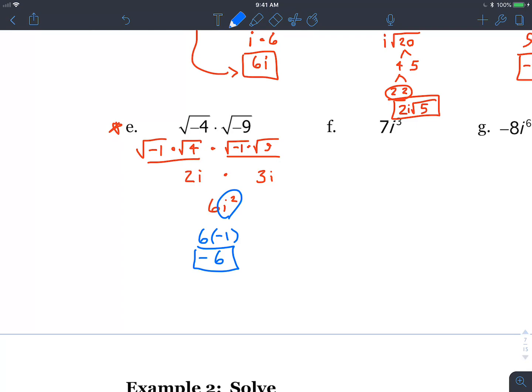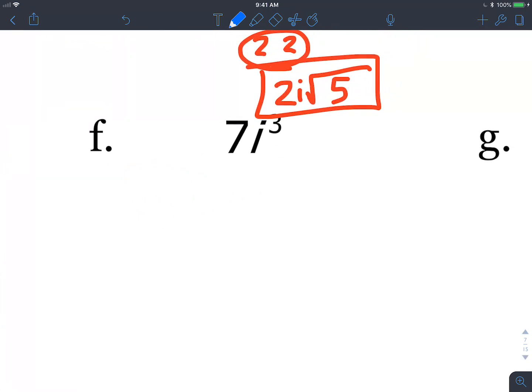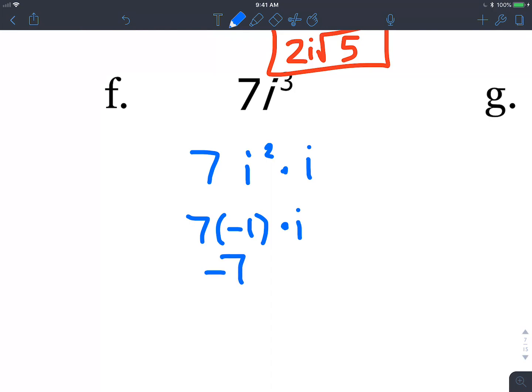Okay. Right here you got 7 and then i cubed. So if we use the idea from above, we can say i cubed is the same thing as i squared and then times i. Okay, and then i squared we just said changes to negative 1. Anytime you see that, you need to replace i squared with negative 1, times i. So that should be just negative 7i, and that would be fully simplified.